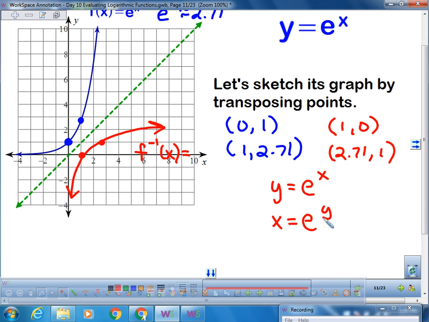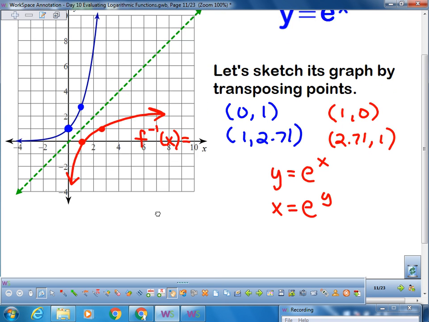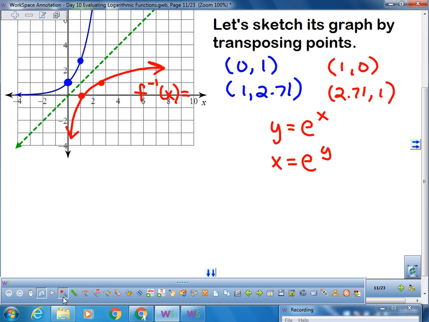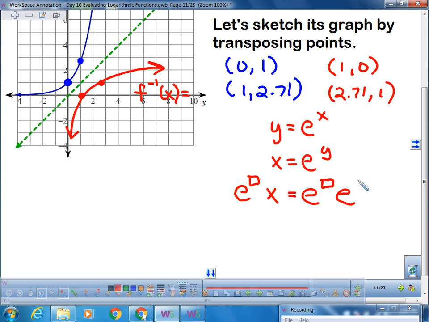E-box, right? But when we had 2, we called it a 2-box. We're going to call it an E-box. I like it. So I'm going to put an E-box on each side. So E-box f equals E-box e to the y. These are inverses of each other, so they cancel. And I'm left with E-box x equals y.